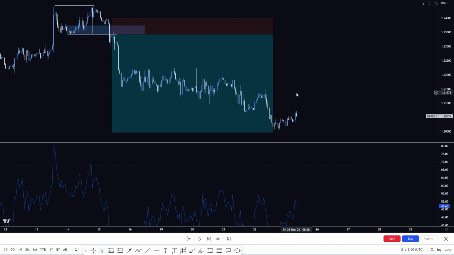Using this divergence and the RSI is just a great way to give us that additional confluence that price may be reversing, and this is how I would go about using it.